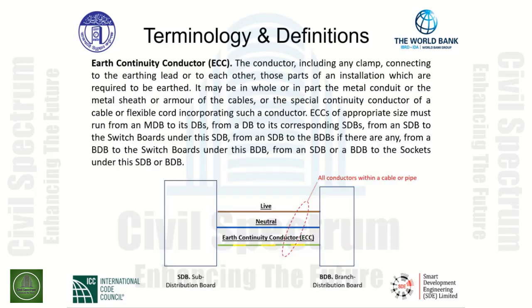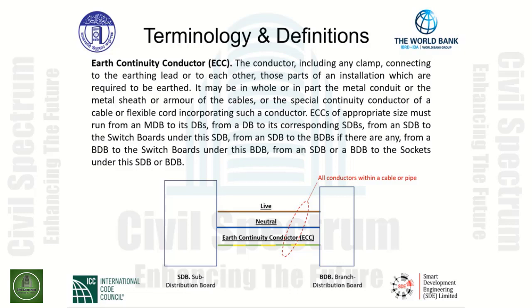Earth continuity conductor, abbreviated as ECC. This is the conductor including any clamp connecting to the earthing lead or to each other those parts of an electrical installation which are required to be earthed. It may be in whole or in part the metal conduit or the metal sheath or armor of cables, or the special continuity conductor of a cable or flexible cord incorporating such a conductor.